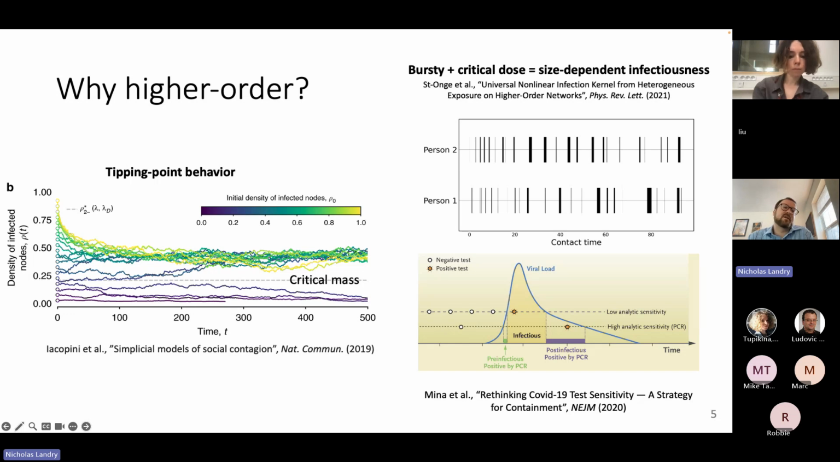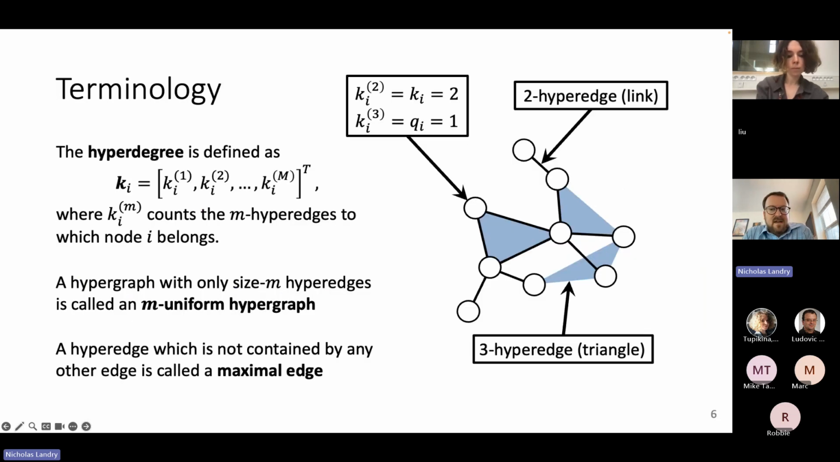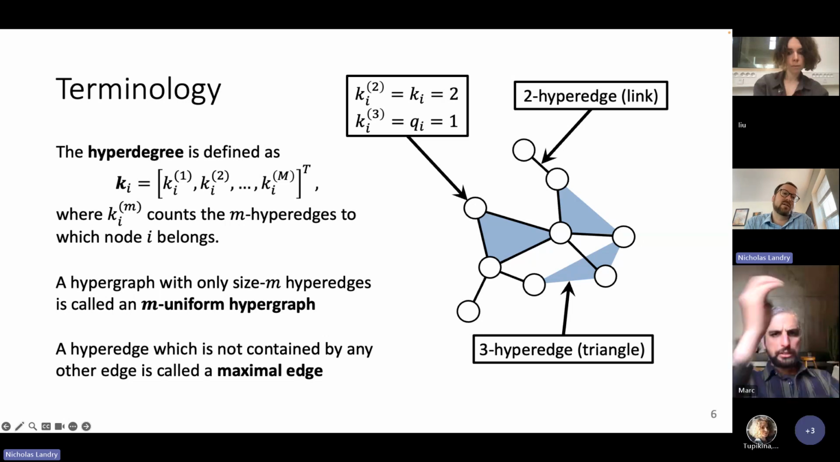So I want to talk about the terminology I'll use in this talk. Being network scientists, you're probably familiar with the concept of degree as simply the number of neighbors to which a node is connected. And I look at an extension of this idea known as the hyperdegree. That's just a vector where each entry in that vector indicates how many groups of a certain size that node is a part of. So for example, we see in this box right here that this particular node is connected to 2 links and 1 3-way interaction. I'll be calling those triangles.